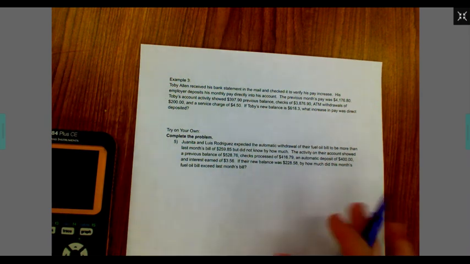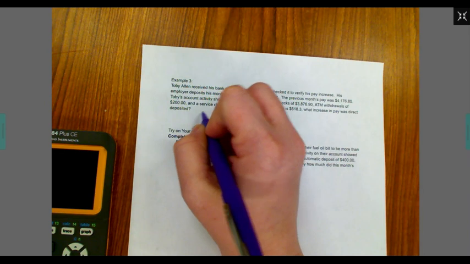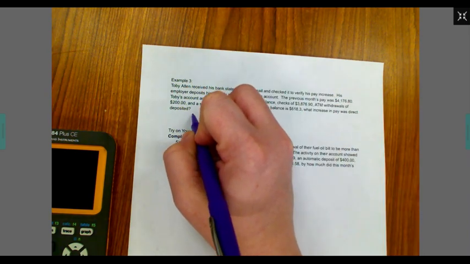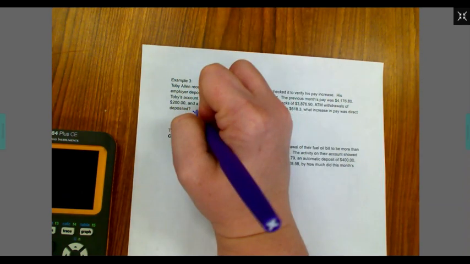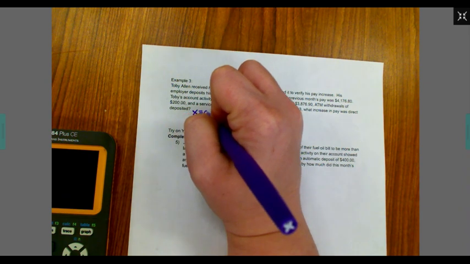So, the first thing we've got to do is, I know the following things. I know his present balance. I know the previous balance. I know his withdrawals. I know his checks. I know the amount of service charges. What I don't know is how much his deposit was. So let's take that into account. Now, to find the deposit, we're going to call that X. X is going to represent my deposit.